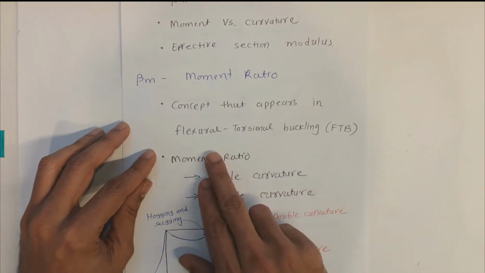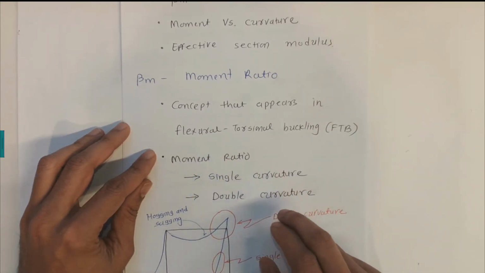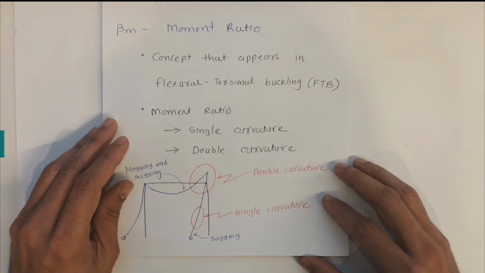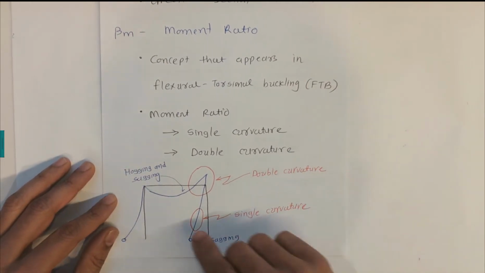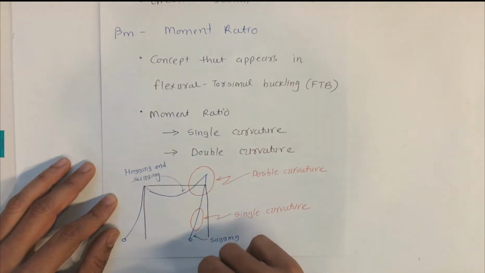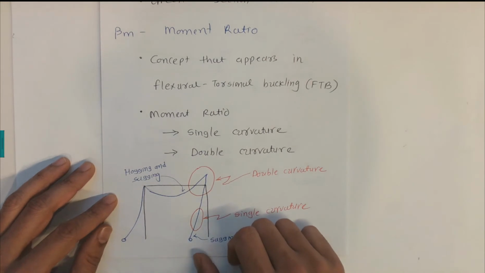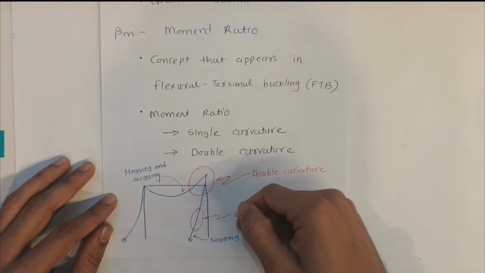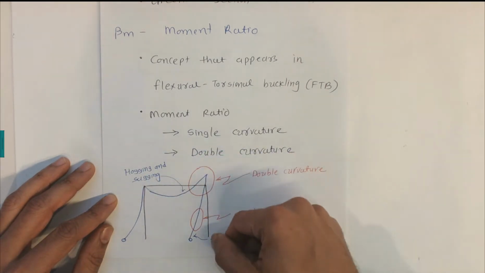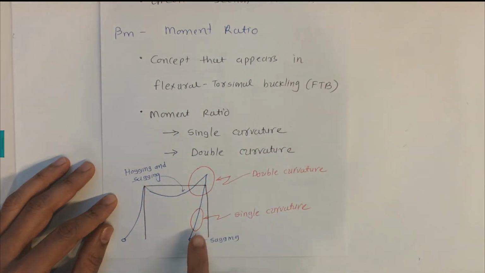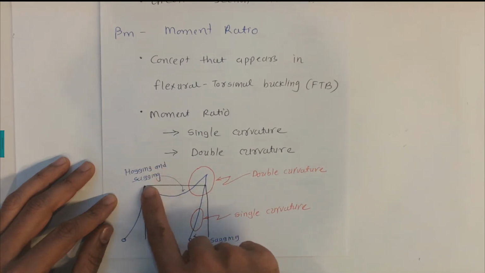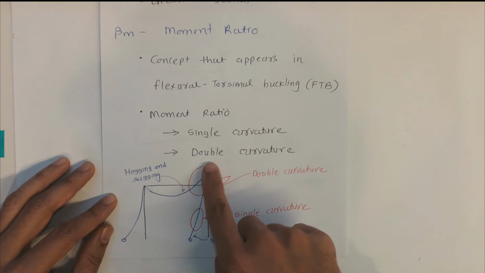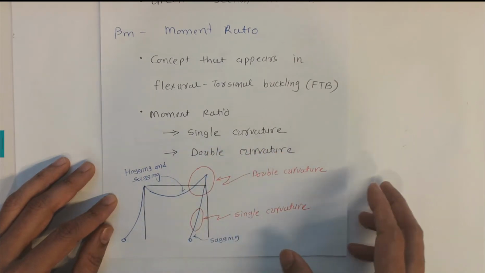Now the moment ratio has a relation with single curvature and double curvature. I explain here what single curvature and double curvature are. If we have a frame like this one, loaded with various loadings, the blue one is the deformed shape. You can see the column has sagging only, and that is classified as single curvature. When you have both hogging and sagging, as you can see here, that is classified as double curvature.